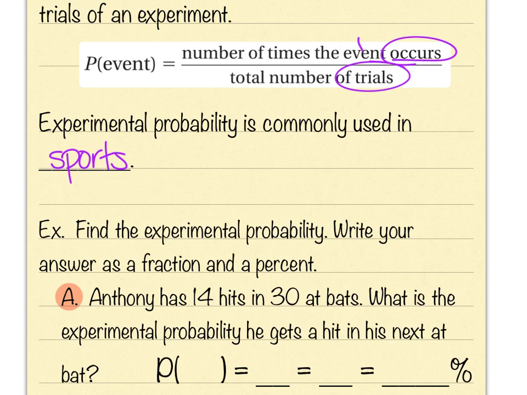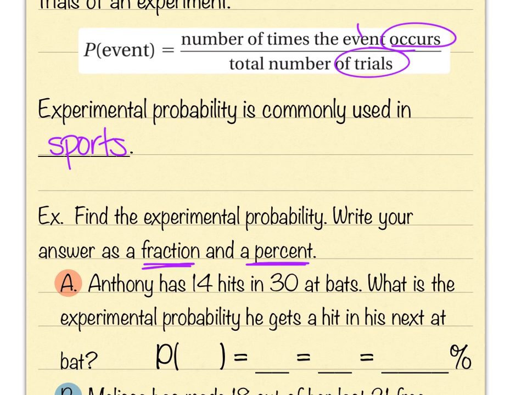So let's look at this first example. It says, find the experimental probability. Write your answer as a fraction and as a percent. Anthony has 14 hits in 30 at-bats. What is the experimental probability he gets a hit in his next at-bat? So we're calculating the number of hits that he gets, right? So we're going to say the probability of him getting a hit. And so far, his stats say that he's gotten 14 out of 30 hits. So we just write that fraction down, 14 over 30. That fraction, of course, reduces. You can divide by 2 to get 7 over 15. So he gets a hit 7 out of every 15 at-bats.